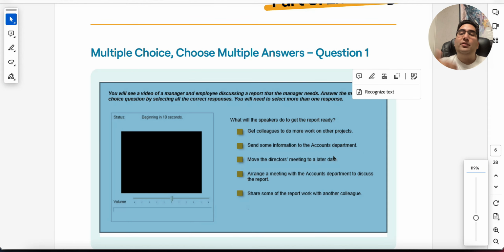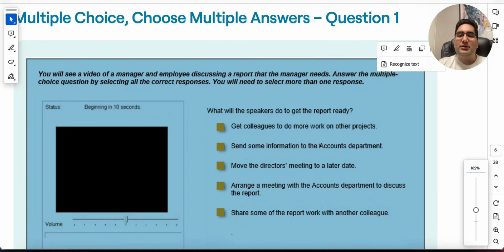And remember, paraphrased versions will be said. It's not the exact same thing that will be said. So be open to options. Be open to synonyms. If it says, arrange a meeting with the accounts department to discuss the report.